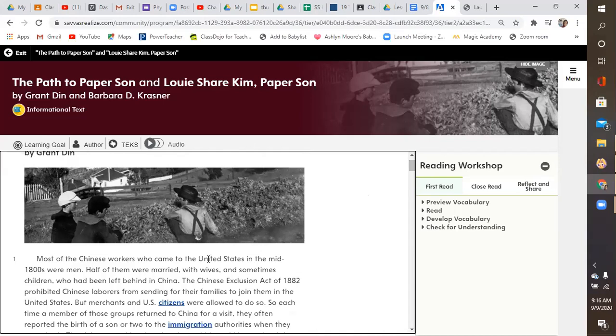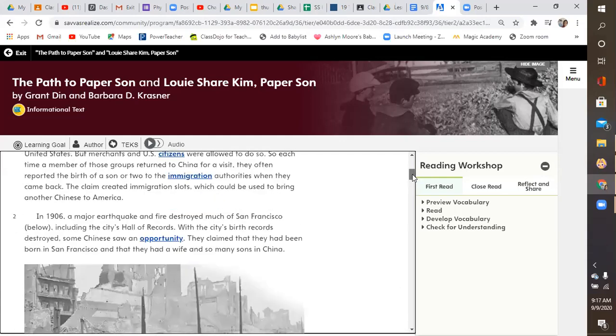Most of the Chinese workers who came to the United States in the mid-1800s were men. Half of them were married with wives and sometimes children who had been left behind in China. The Chinese Exclusion Act of 1882 prohibited Chinese laborers from sending for their families to join them in the United States. But merchants and US citizens were allowed to do so. So each time a member of those groups returned to China for a visit, they often reported the birth of a son or two to the immigration authorities when they came back. The claim created immigration slots, which could be used to bring another Chinese to America.